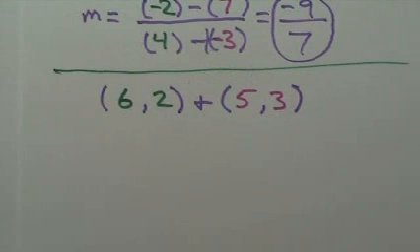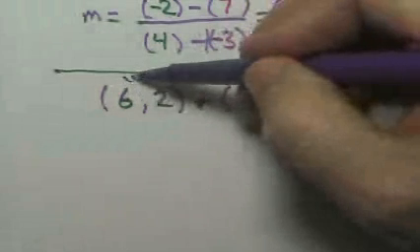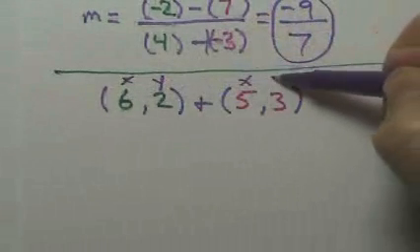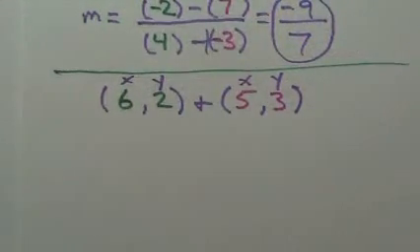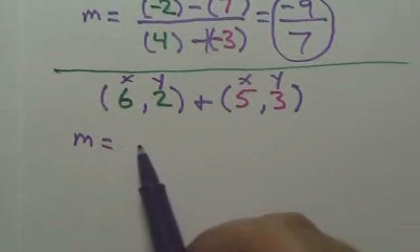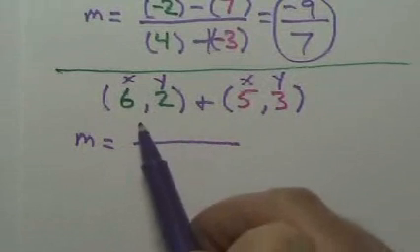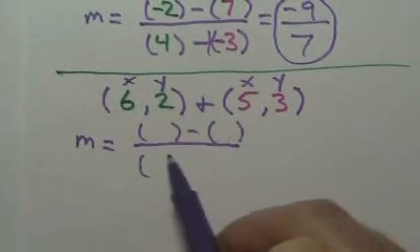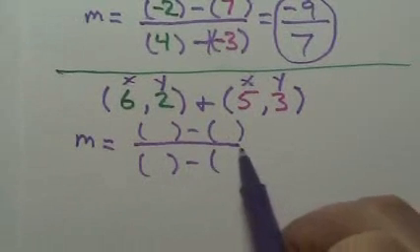Okay, here's our third example. That's your x. Here's your y. That's your x. Here's your y. Go ahead and put your parentheses in there. Again, this is just to help you. Later on, when you get really good at it, you won't need to do this.